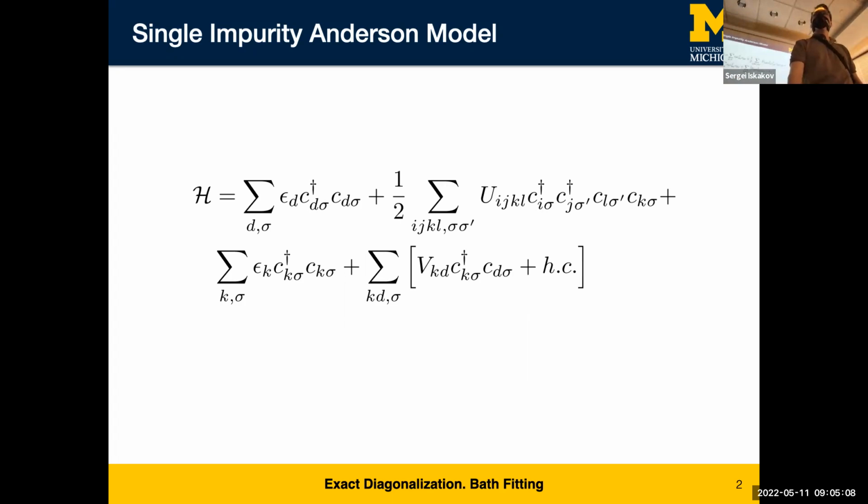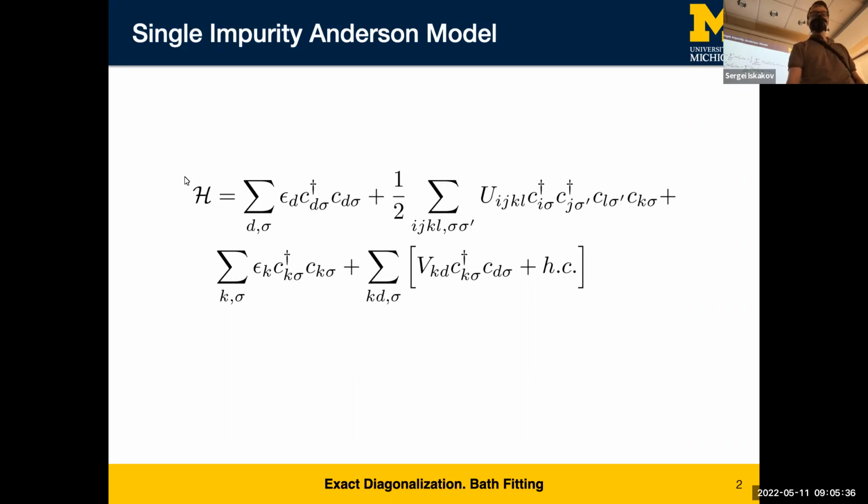you have four terms. The first two terms correspond to the impurity itself, so it's impurity energies and interaction between impurity orbitals. And then we have two terms here. The first one is the energy levels of the bath, and these electrons are non-interacting. And then we have this coupling term between the impurity orbitals and the bath orbitals.